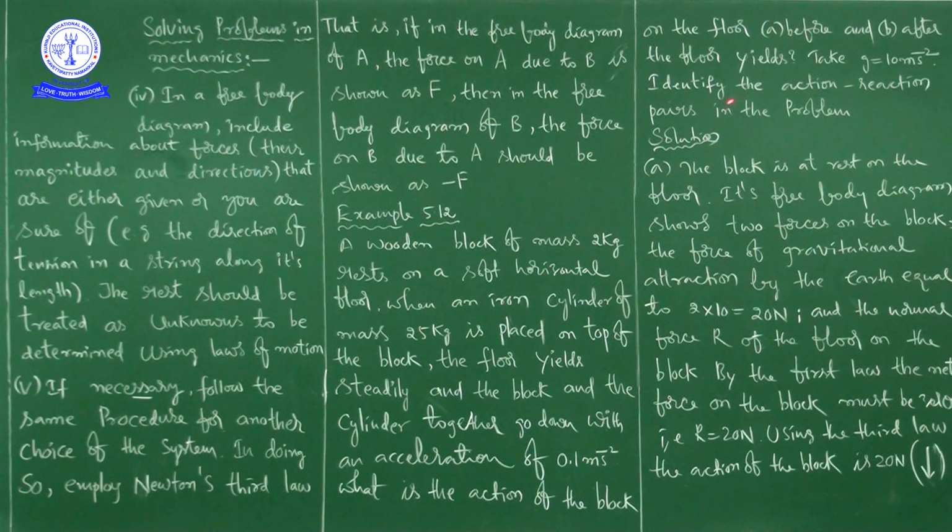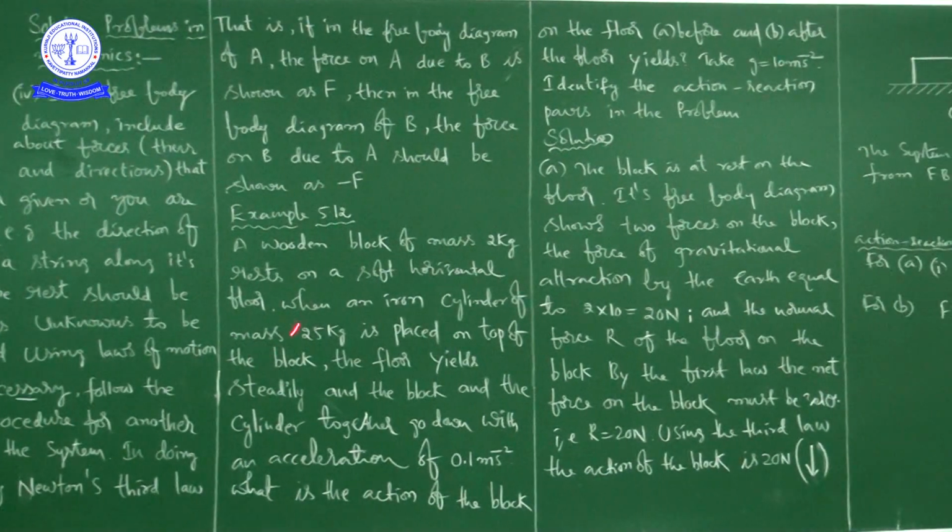So, before and after the floor yields. Right? If you understood the situation, you can find out what I need to calculate, what I need to do. Given g value as 10 meter per second square, identify the action reaction pairs in the problem. This is also the task they have given. So, what I am saying is you just focus here.